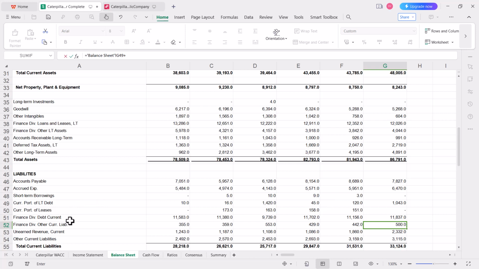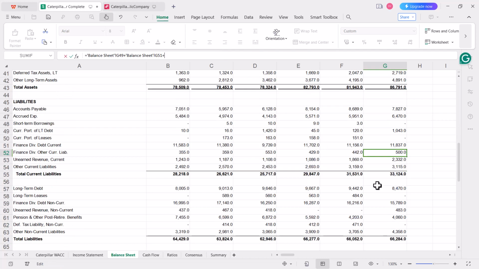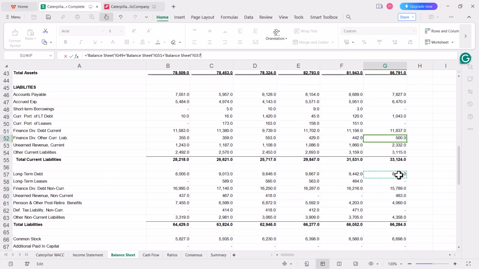Finance division debt. So this is debt their finance division has taken out, and what they're doing is they're borrowing money to lend that money out to their customers, and that's $11.8 billion worth, so quite a bit there. And then we're going to add to that. Now that's the current interest-bearing debt that they have. Now we're going to look at their long-term debt. Their long-term debt consists of $8.47 billion in long-term debt, and the finance division debt, non-current, is $15.789 billion. And that's all the interest-bearing liabilities that they have.